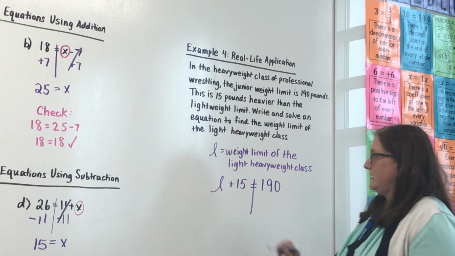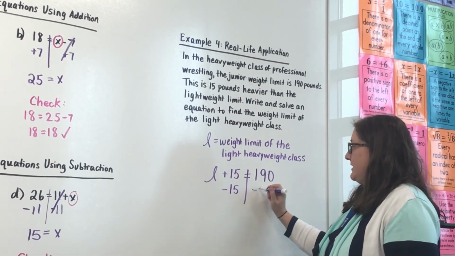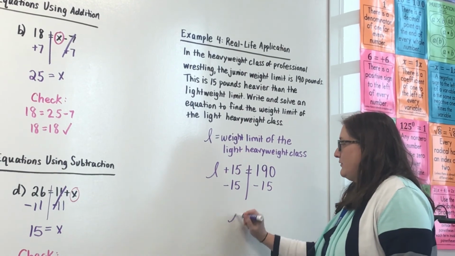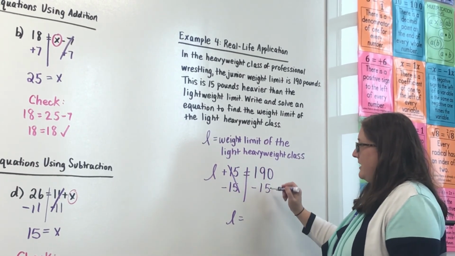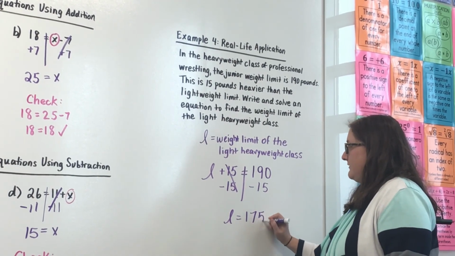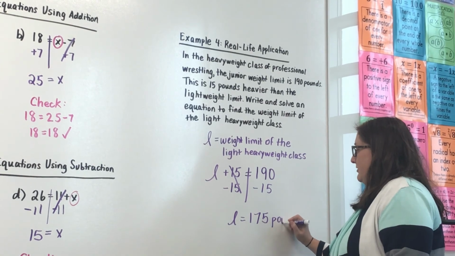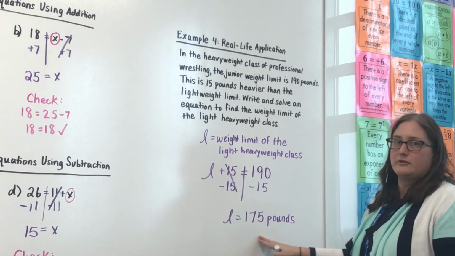I'm going to split it here. I'm going to subtract 15 from each side. That's the opposite of adding 15. And for my lightweight class, I get left with L here, and 190 minus 15 gives me 175. So the weight limit of the lightweight class is 175 pounds.